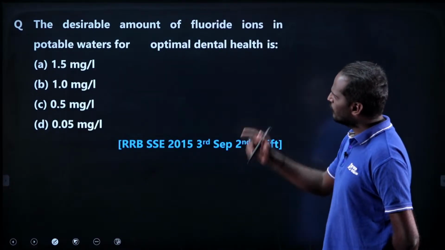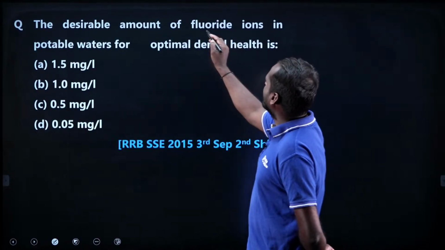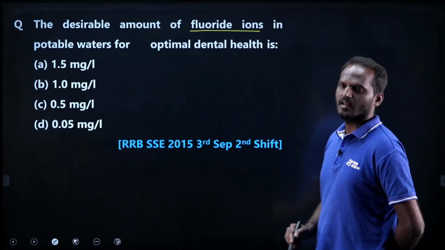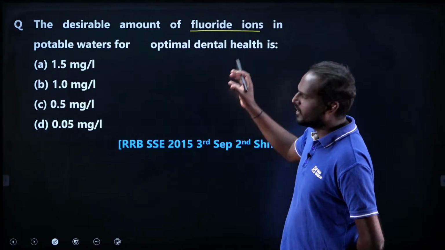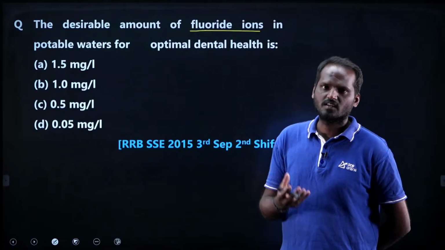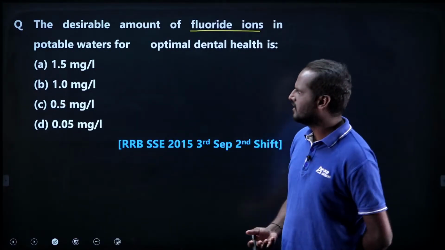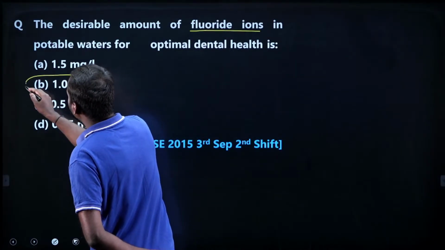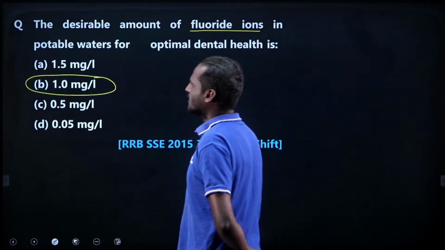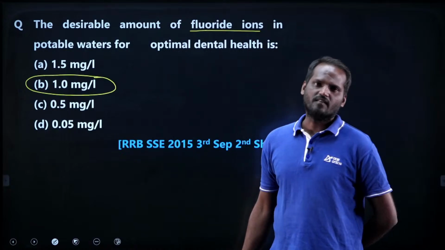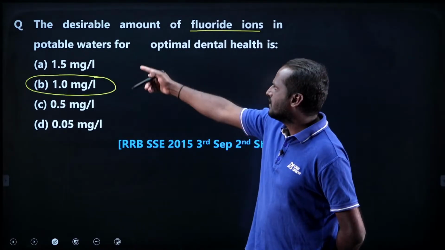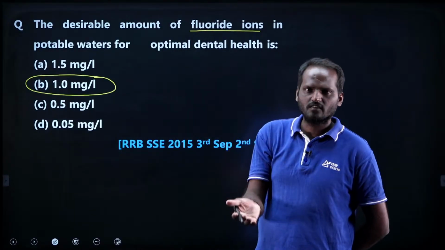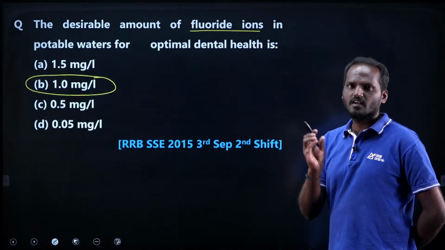Now, look at this. What is the fluoride ion concentration for optimal dental health? For good dental health, fluoride prevents dental cavities in children. That is the fluoride's benefit, right? If you want that dental cavity prevention, you need 1 milligram per liter minimum. For dental health, 1. If it exceeds 1.5, it leads to dental fluorosis; if it exceeds 5, that is bone fluorosis or skeletal fluorosis.